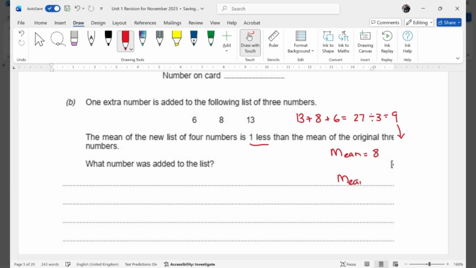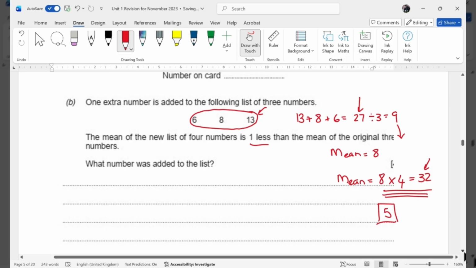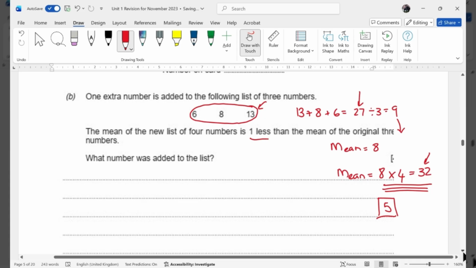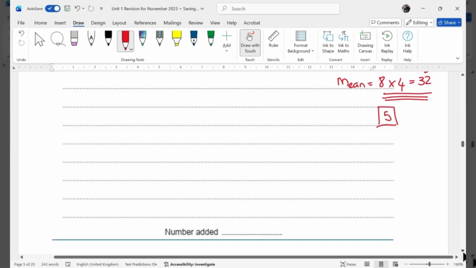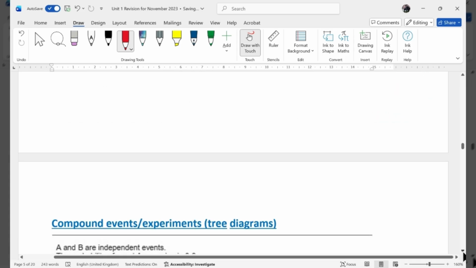Therefore, chaps, what we said earlier is if we know the mean and we know that there are 4 numbers, these 4 numbers must add up to 32. Okay, but these 3 already add up to 27. So the extra number must be a 5, because if we add 5 on to this 27, we'll then get the 32 that we need for that mean. Okay, so just remember the mean. If you times the mean by the number of numbers, you get the total for them, okay?